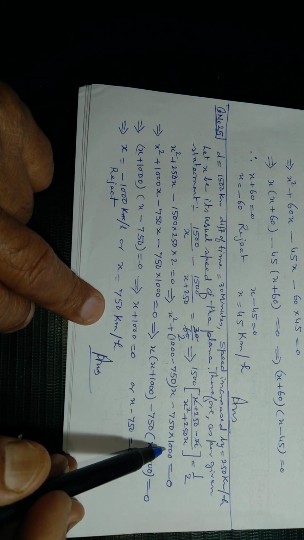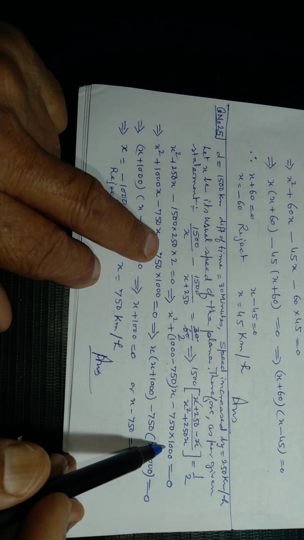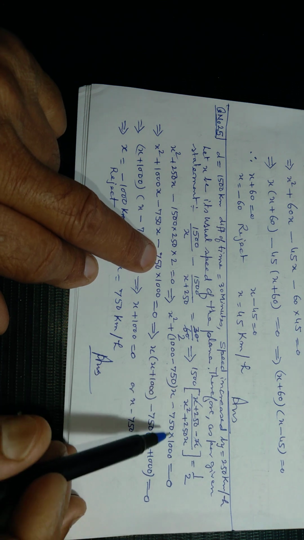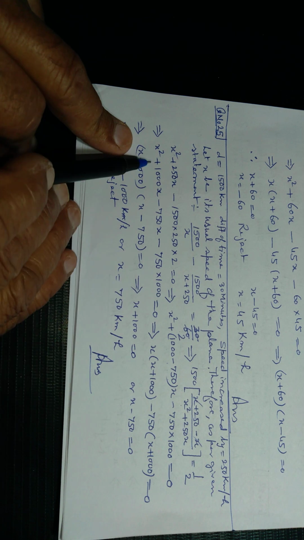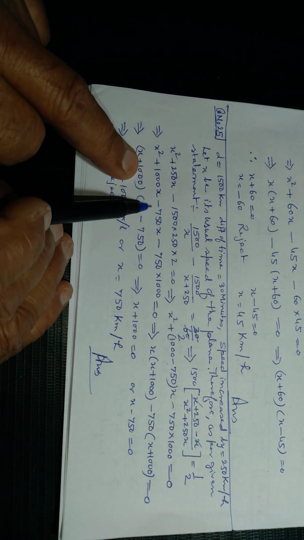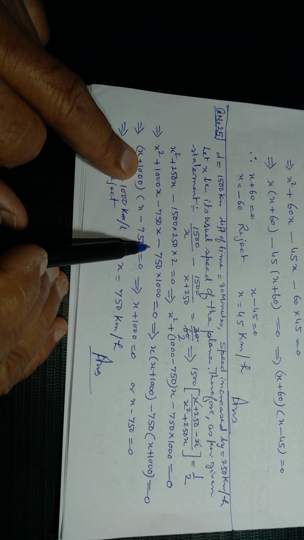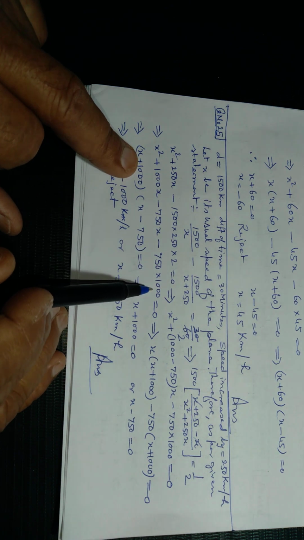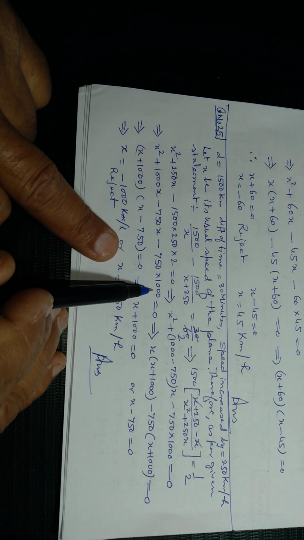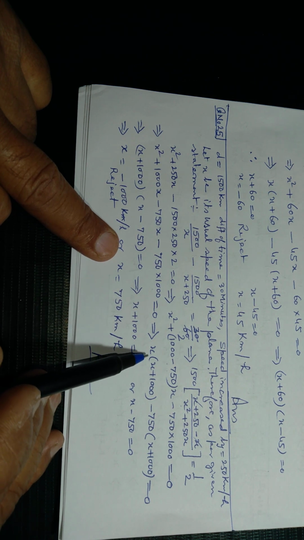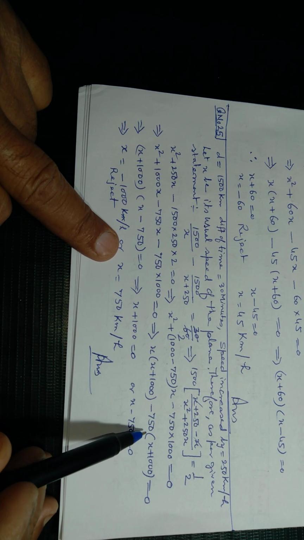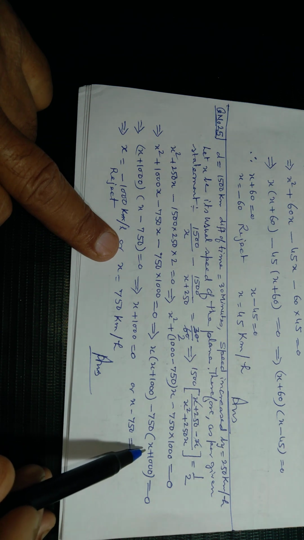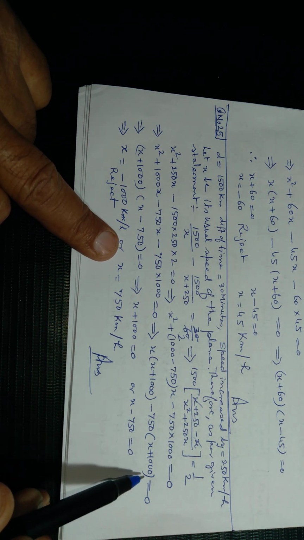750 into 1000, in place of which I have written: so x square plus 1000x minus 750x minus 750 into 1000 will be equal to 0. Again you take out common from the first two terms. Inside the bracket we will get x plus 1000, minus 750, take out common, and inside the bracket we will get x plus 1000, bracket closed.